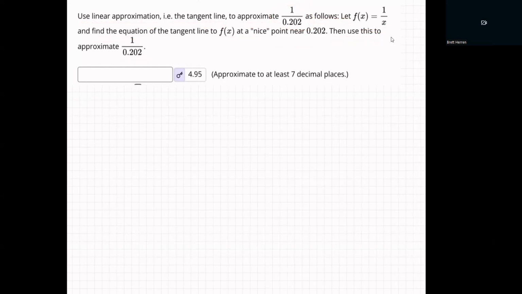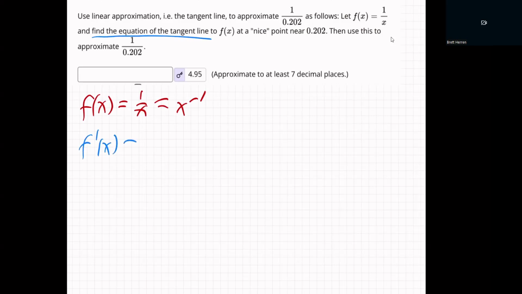Well, let's start with the original function. f of x equals 1 over x. And I'm going to make that x to the minus 1 because I need to take the derivative. But I've got to find the equation of the tangent line. So you know what that is about. Take the derivative. Down comes the minus 1. Subtract 1 from the power.